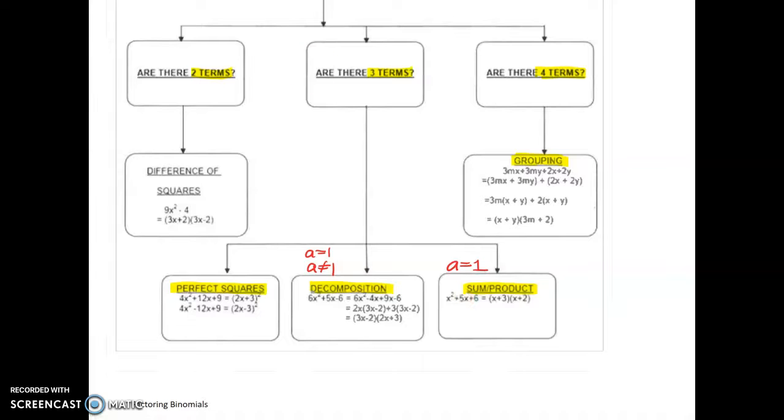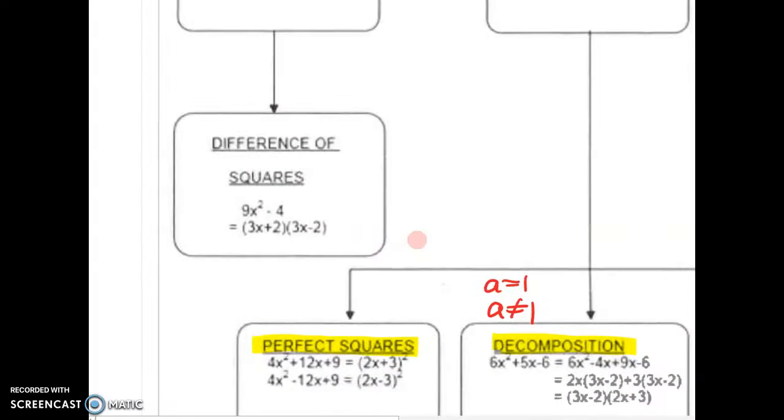Today, we're now going to cover the very last factoring technique you need to know for this unit. That's when we have only 2 terms. Now with 2 terms, you could have an expression like 9x squared minus 4, or you can have 9x squared plus 4.